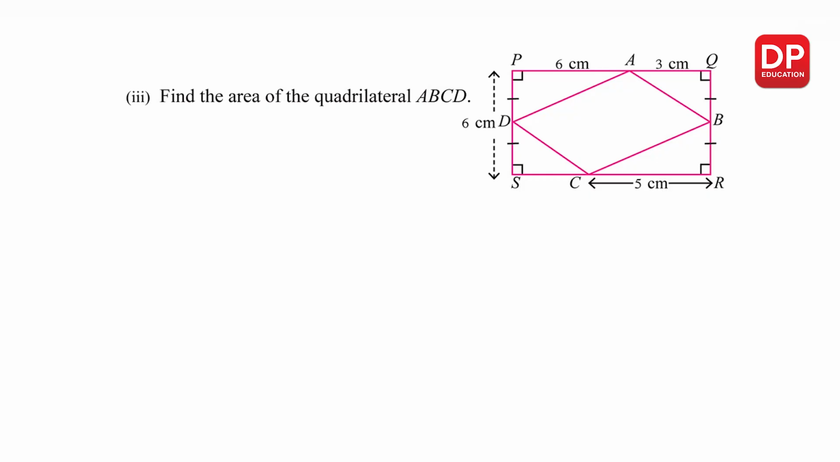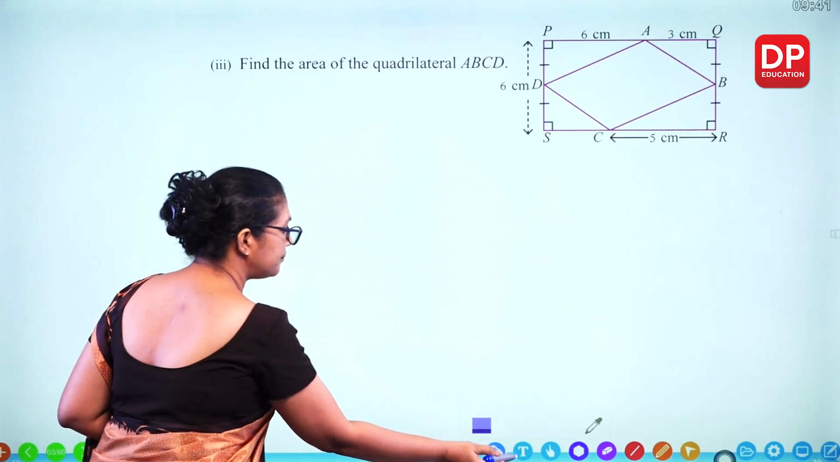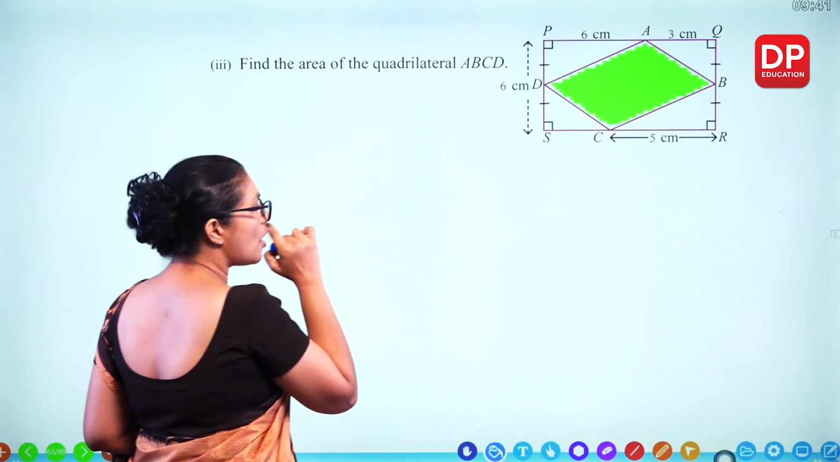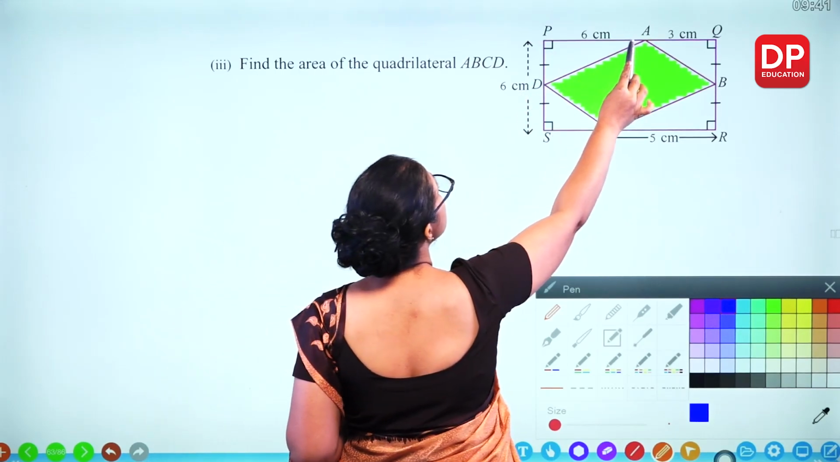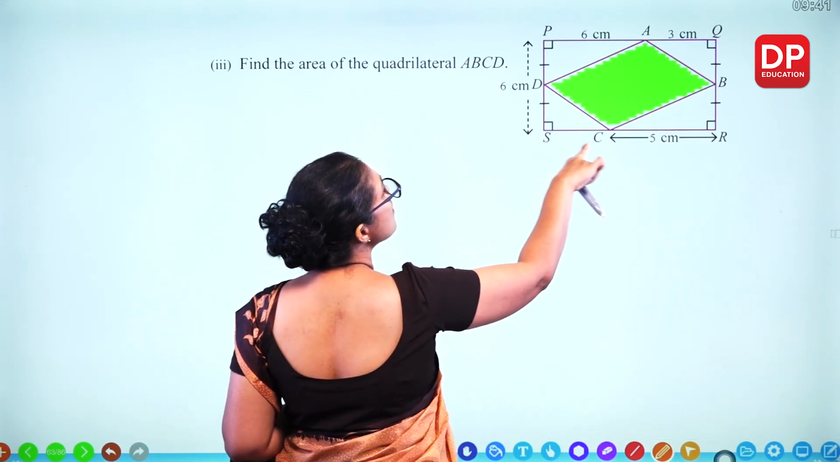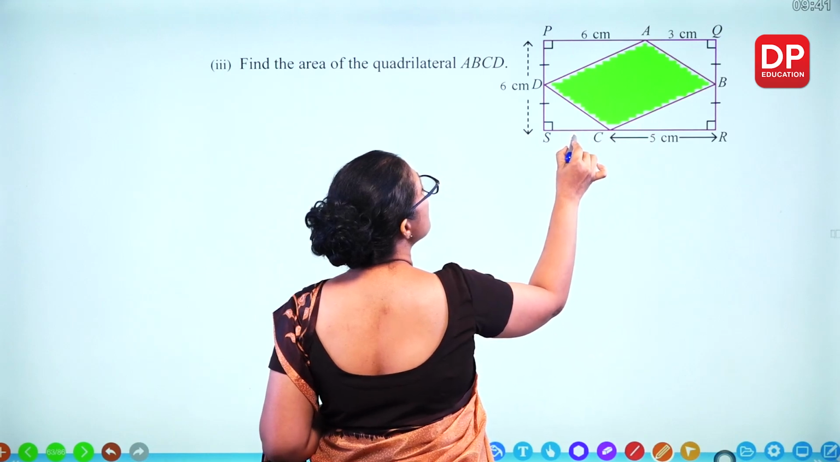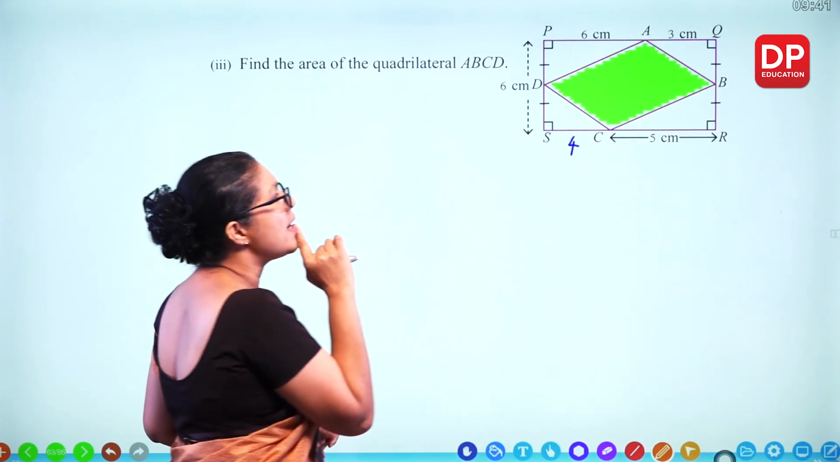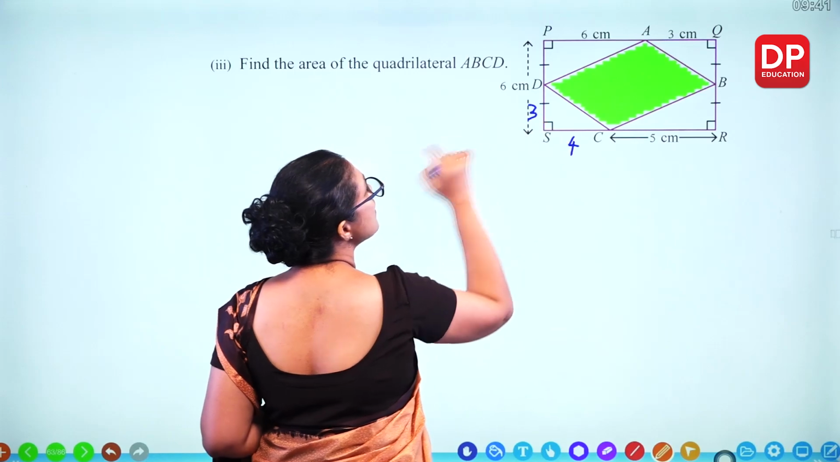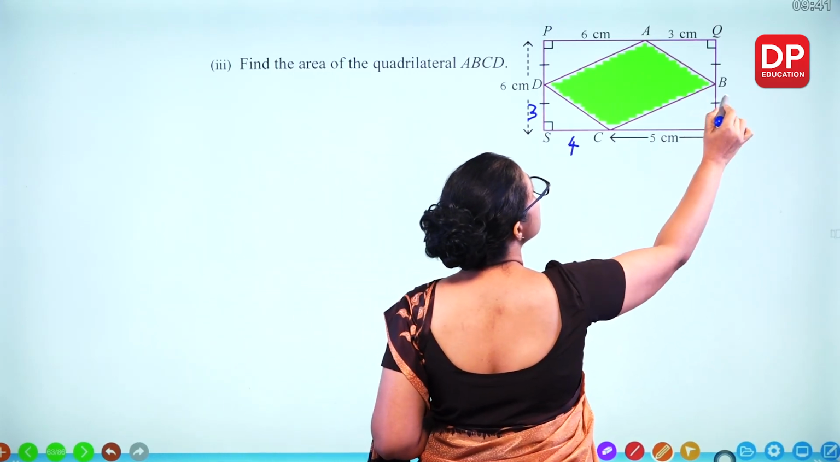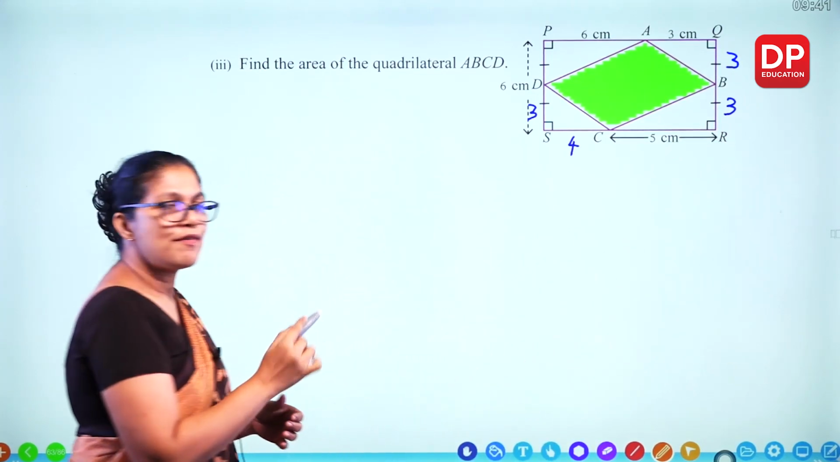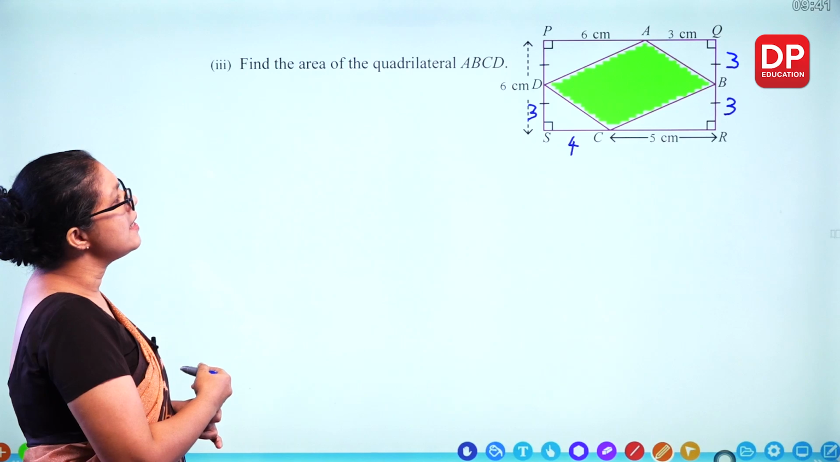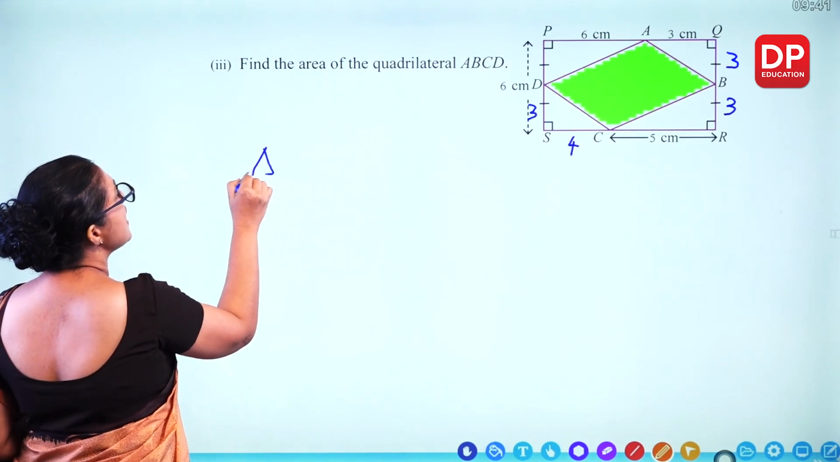Then find the area of the quadrilateral ABCD, this part. So how do you find out that area? Now check whether this area is 6 times 3 into half. Now see, this is 5. This becomes 4. 9 minus 5. This is 3. So that's different. This is 5 and this is 3. This is 3 and this is 3. So how can we find out the area of ABCD?